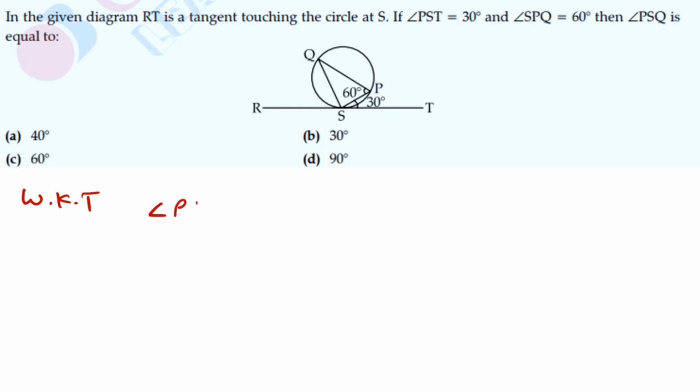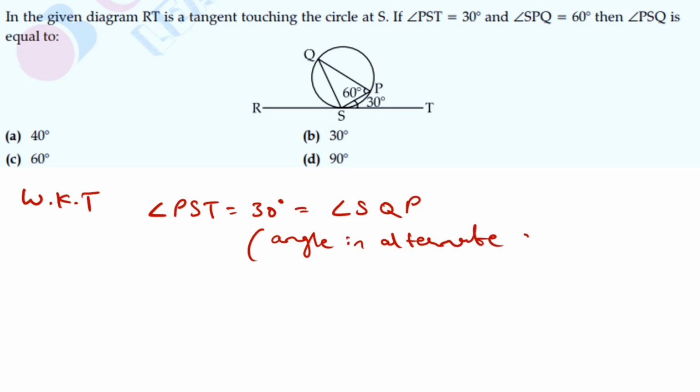We know that angle PST is equal to 30 degrees, which is also equal to angle SQP. The reason is angle in alternate segment. So I will say angle SQP is equal to 30 degrees.